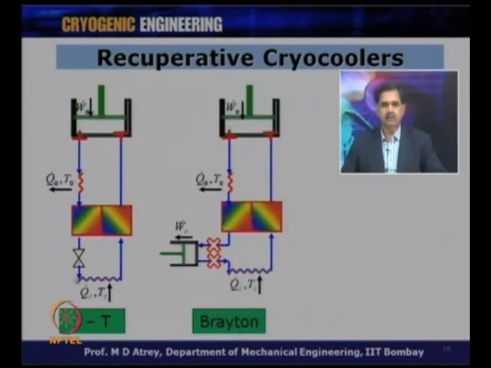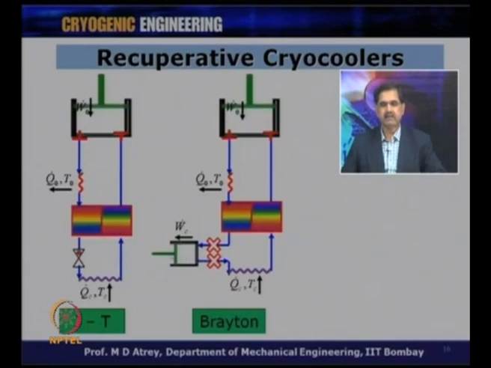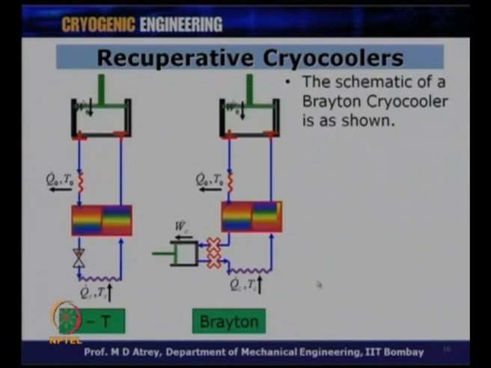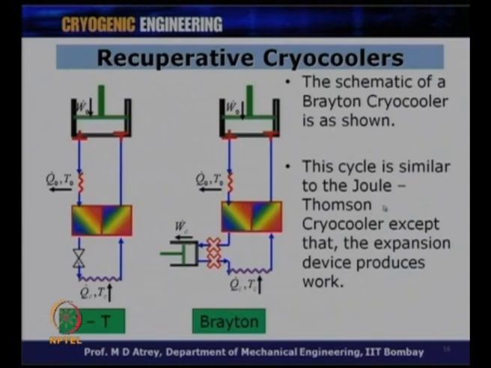Instead of having this valve, we can have an expander, which is a moving expander, and it has an inlet valve and an exhaust valve. Depending on this expansion, this will produce work output over here. This will not produce work output here, but this will produce work output, and therefore what we call is a Brayton cycle. This Brayton cryocooler cycle is similar to the Joule-Thomson cryocooler, except that the expansion device produces work.